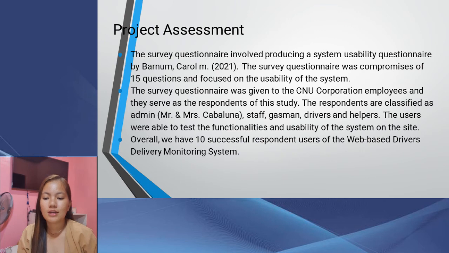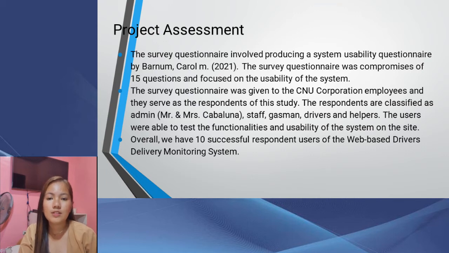Project assessment. The survey questionnaire involved producing a system usability questionnaire by Barnum, Carol M. 2021. The survey questionnaire comprises 15 questions and focused on the usability of the system. The survey questionnaire was given to the CNO Corporation employees and they serve as the respondents of the study.